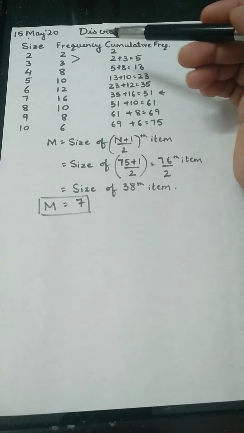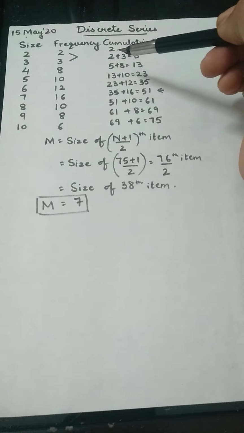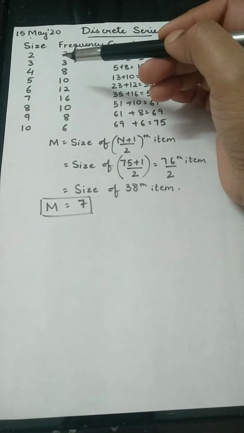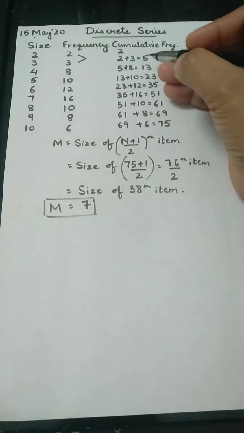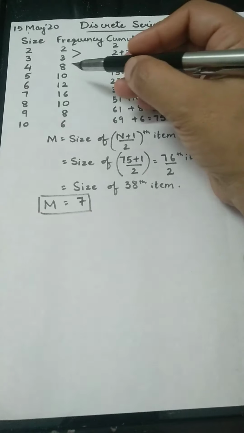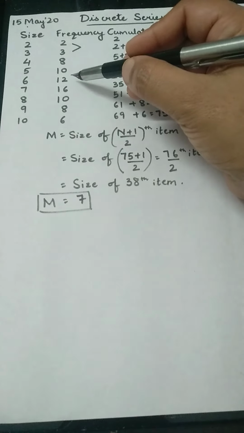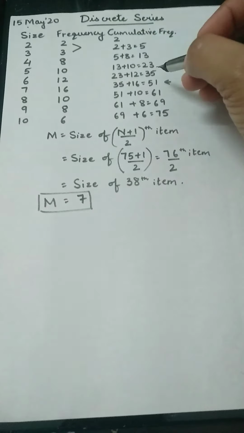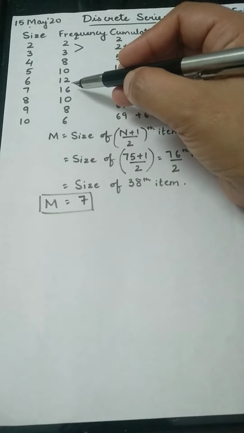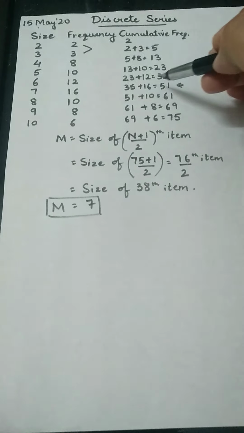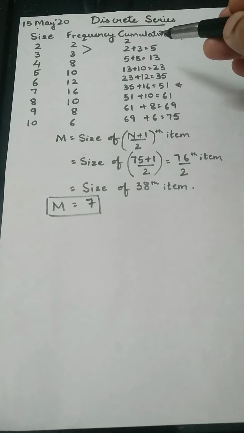In the first case, we don't have any frequency for the preceding class, so it will remain the same, 2. For the next term, it will be 2 plus 3, that is 5. Again, for the next one, it will be 5 plus 8, that is 13. Then 13 plus 10 is 23. Then 23 plus the next term, 12, gives 35. And this way we will be able to find the cumulative frequency.